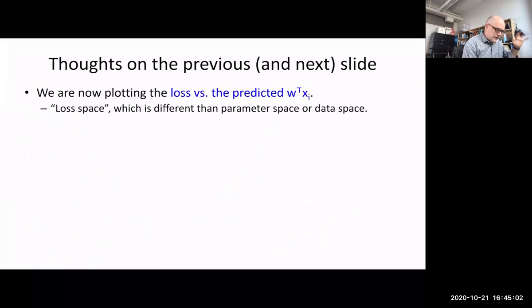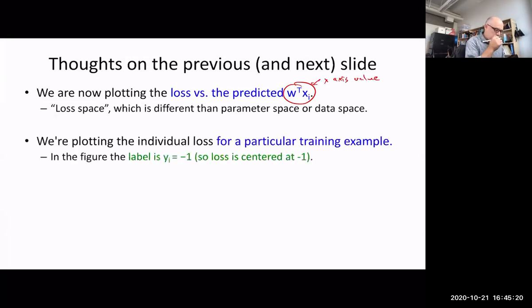So just to be clear, we're plotting the loss versus the predicted W transpose Xi. Eventually we're going to be moving W around. That's what we're going to do. But you can think of this as just the X axis value. That's it, the dot product value, right? This is loss space, which is different from parameter space and data space. And we're plotting an individual loss for a particular training example. And you can think about moving W somehow. That's kind of how to think about the loss here, right?